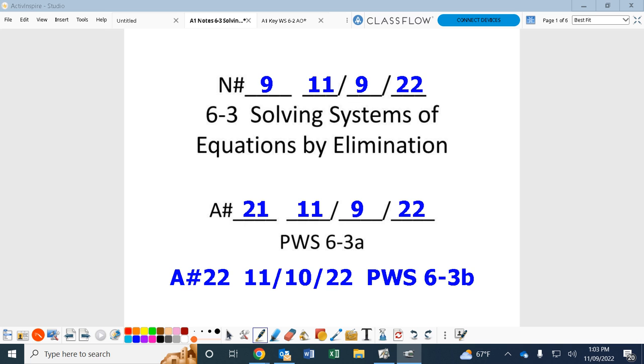Most people do. And on your test, you'll have a set of problems you have to do by substitution, a set of problems you have to do by graphing, and a set you have to do by elimination. And then the other problems, you will get to choose whichever method you want to do. So this is going to be the third of those methods. Let's get started in showing you how to do this.